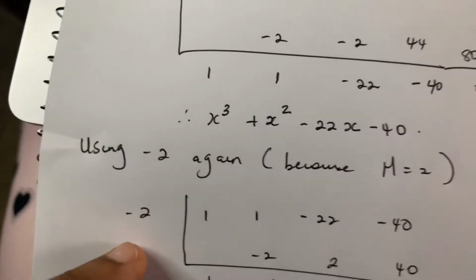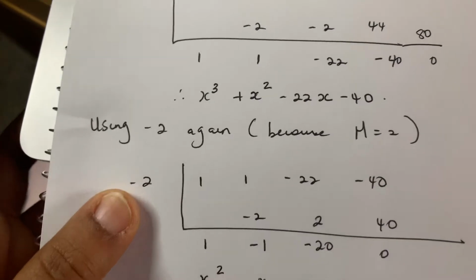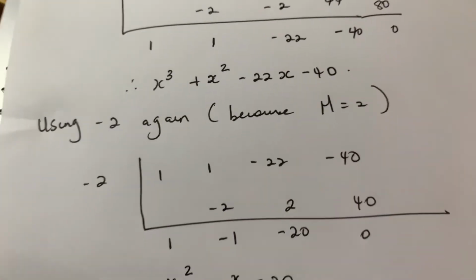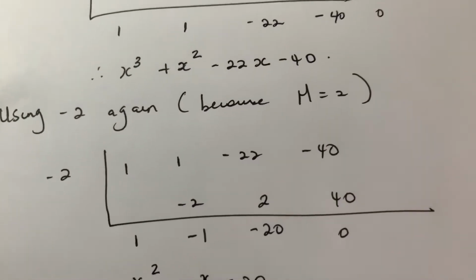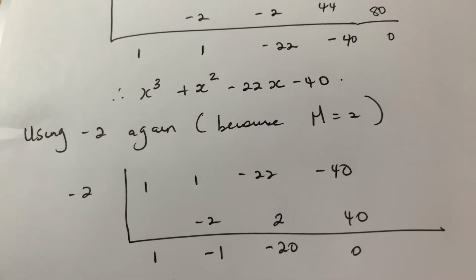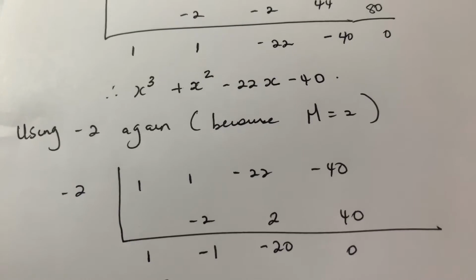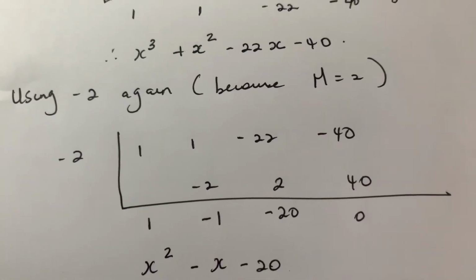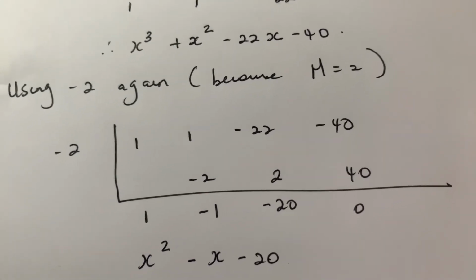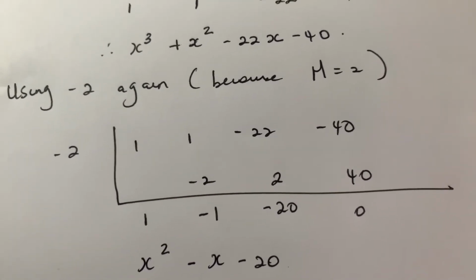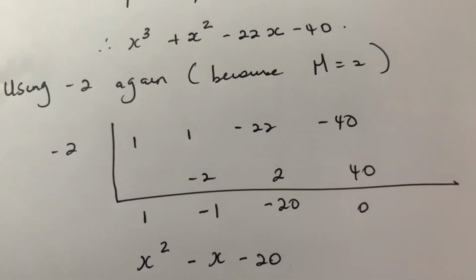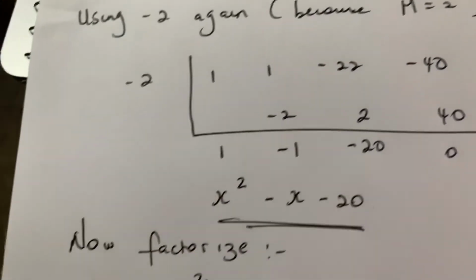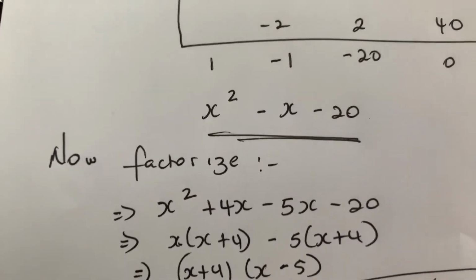Then we do it again, because we know that it's a multiplicity of 2, so we need to do it again. When we work that all out again, you would see we would get the answers 1, minus 1, minus 20. When you put that in polynomial form, you get x squared minus x minus 20. And this is where we want to get it, because at this point we can factorize or complete the square, whichever method you want to use. I use the factorization method because it's easier for me in this case.